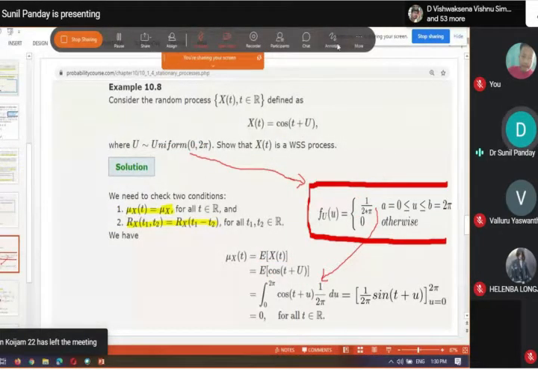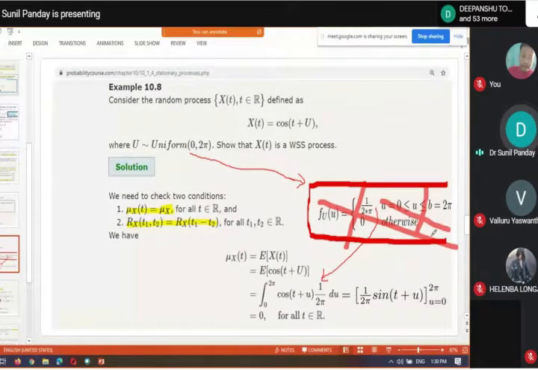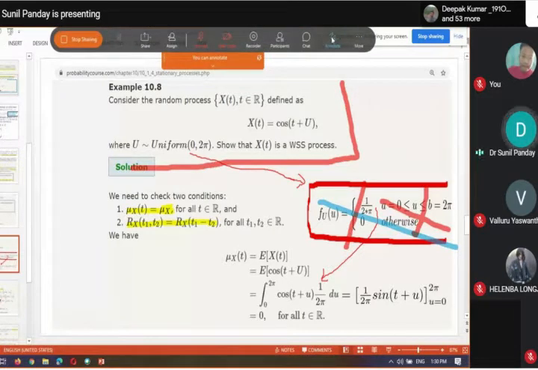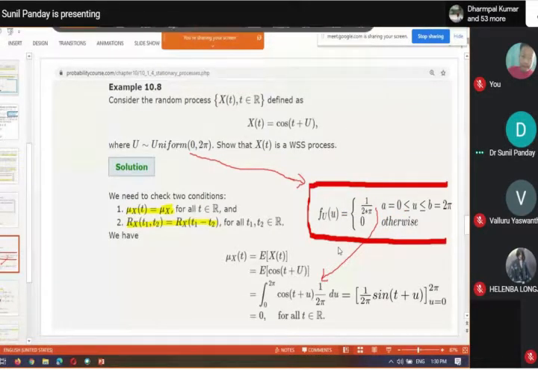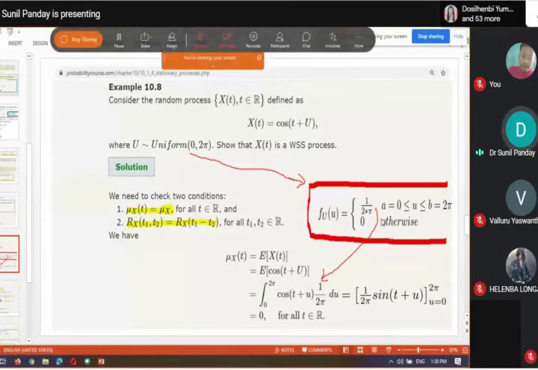not given in the exam. Okay, don't think like that. Now I will give only this, that much. This is the question, and this is the answer. Actually, you have to think what you have to do at the time of exam. So it is uniform. That means it is having this kind of density function.